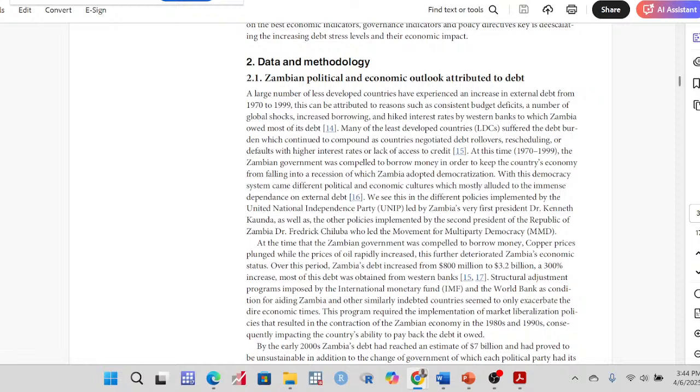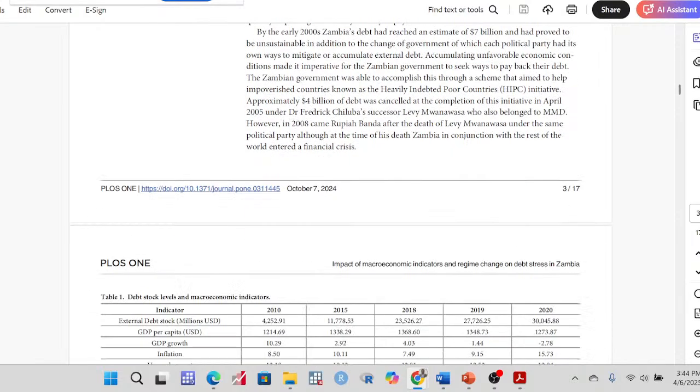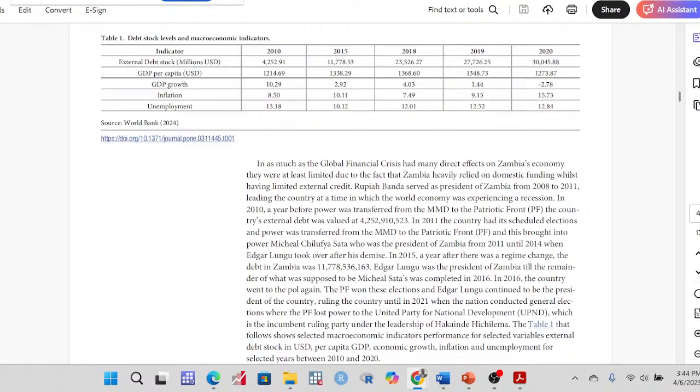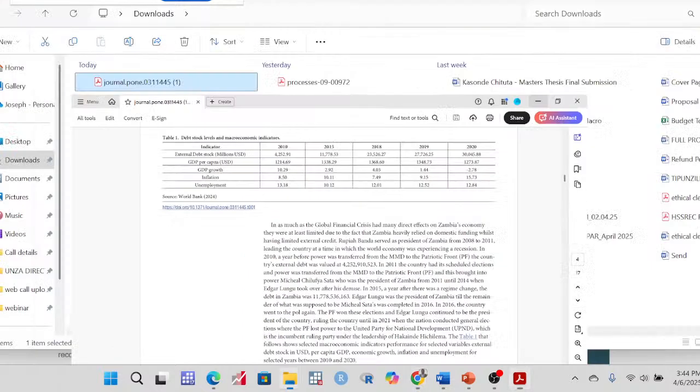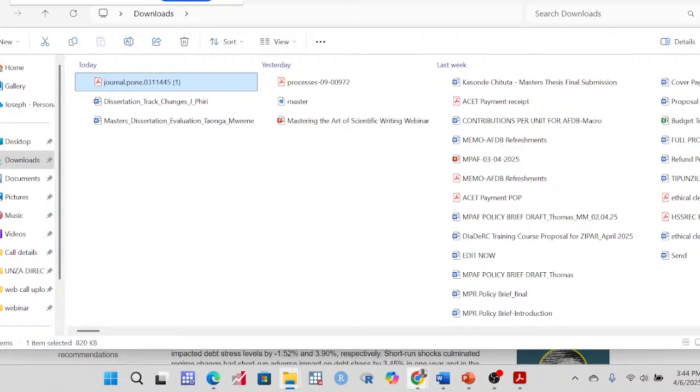And if you remember on the data and methods, I did mention that you can put a background about what you are studying in terms of the area of interest. So here there was just a section on Zambia's political and economic outlook attributed to debt, how much debt we had, and that background. So this is how I did apply the IMRAD writing style with regards to this specific paper.